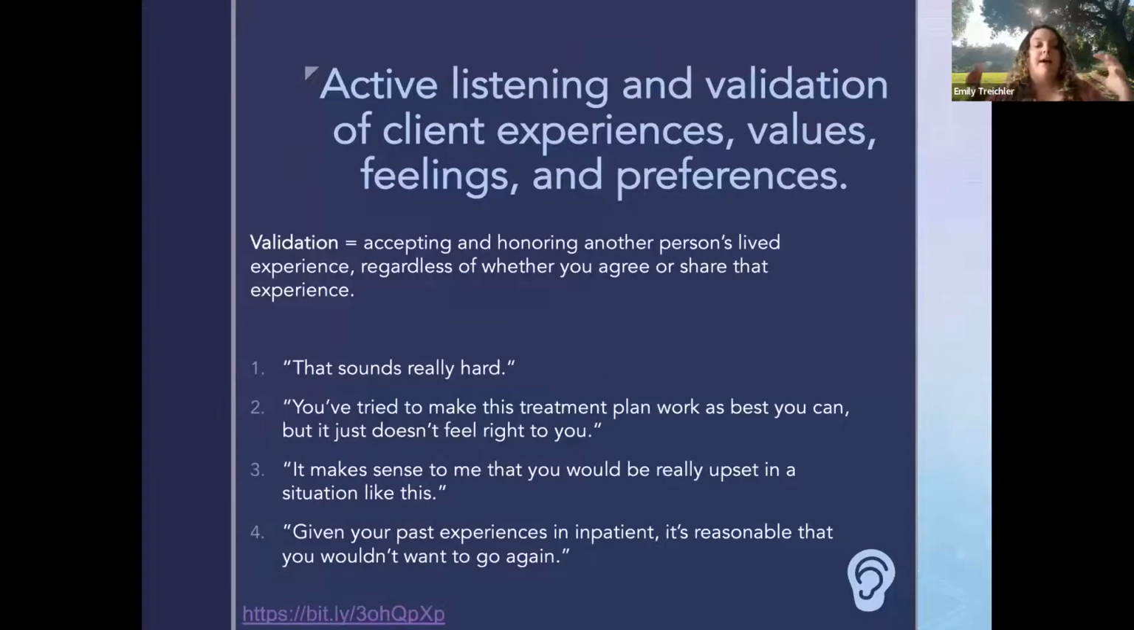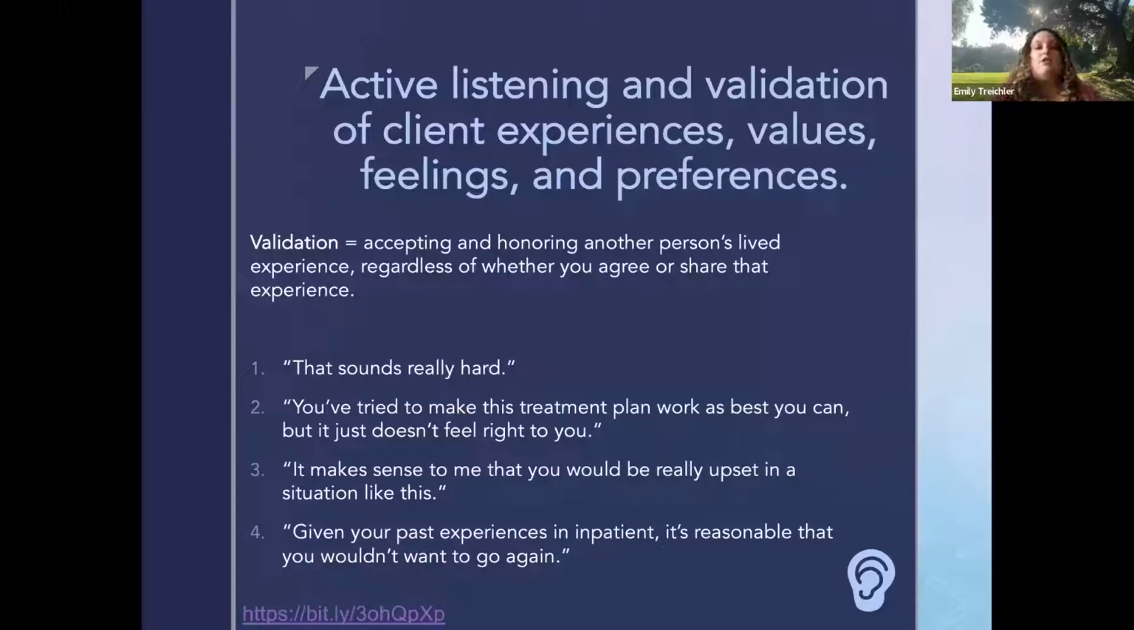So validation, of course, is accepting and honoring another person's lived experience, regardless of whether you agree or share that experience. So it can look a lot of different ways. It can be something like, "That sounds really hard. You've tried to make this treatment plan work for you, but it just doesn't feel right. It makes sense to me that you would be really upset in a situation like this." Or, "Given your past experience as an inpatient, it's reasonable that you wouldn't want to go again."